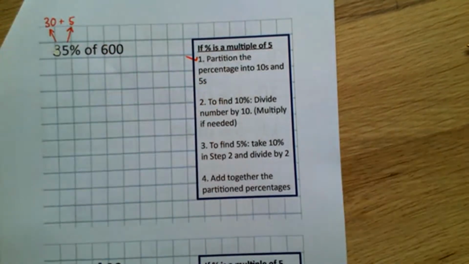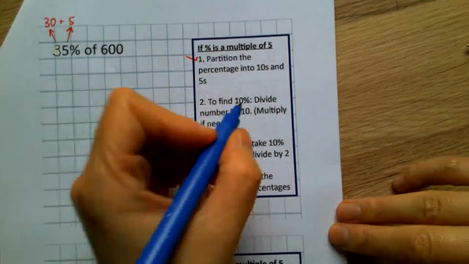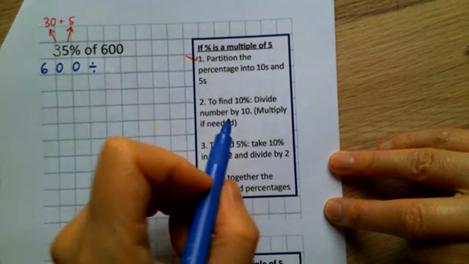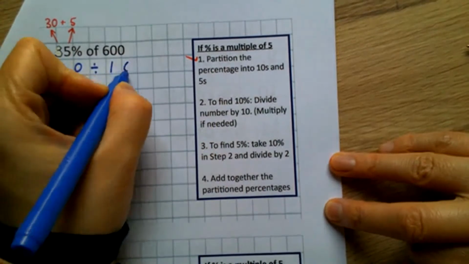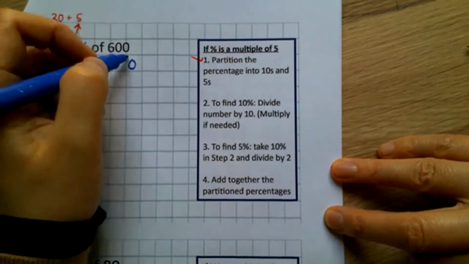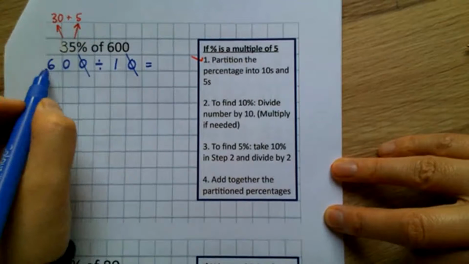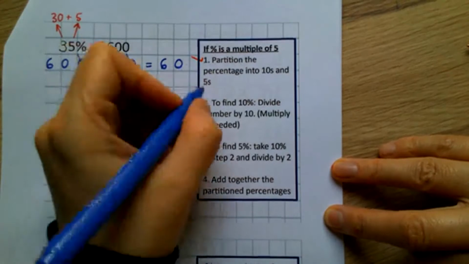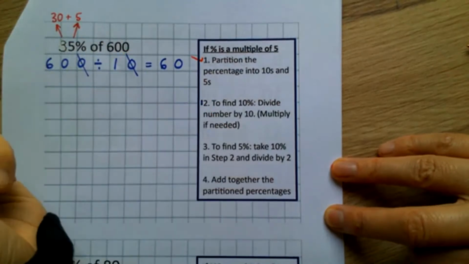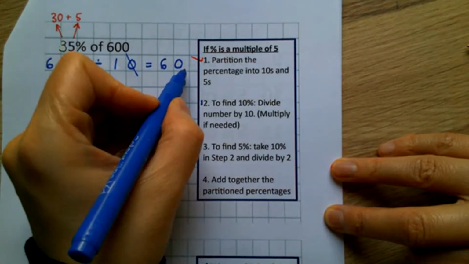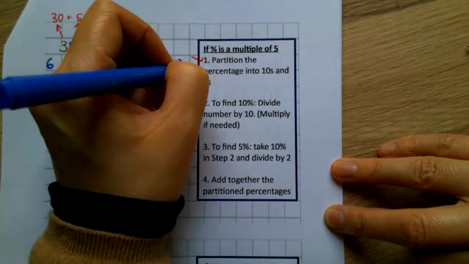Right. So our step 2 is to find 10%. So I'm going to divide my number. This is my number. I'm going to divide it by 10. Great. And I'm going to use that sneaky way of cancelling out those zeros. So that makes it nice and easy. 60 divided by 1 equals 60. Okay. Now I'm going to write down that this is 10%.